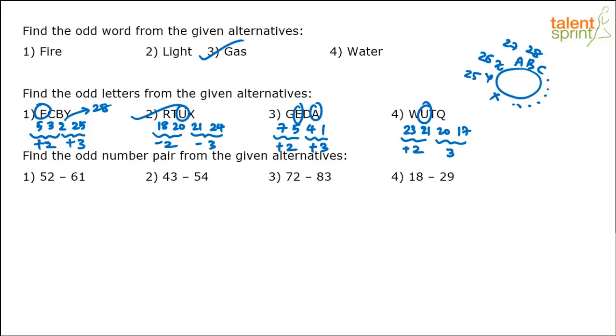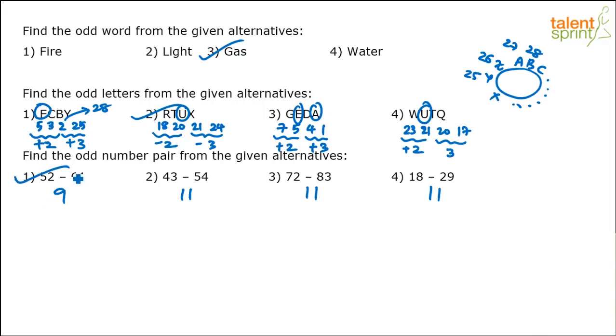So here we have to find out the odd number pair. And this looks to be very simple, right? I think just look at the differences. 52 difference 61 is 9. 43 difference 54 is 11. 72 difference 83 is 11. 18 difference 29 is 11. So I think the odd one is option one, right? Just based on the differences.